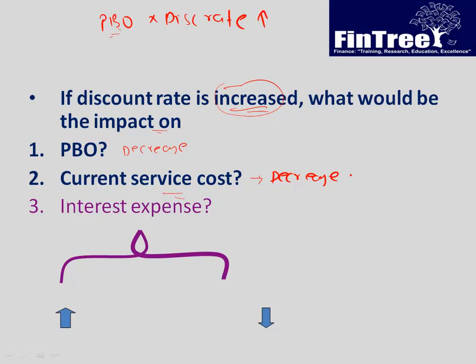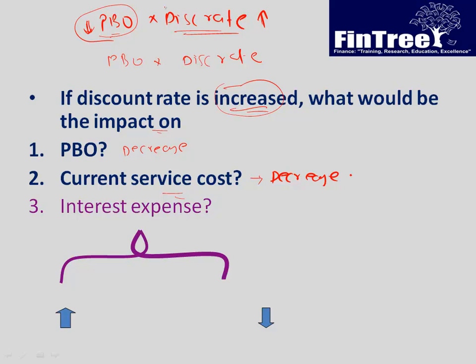But assuming a young plan, this PBO will decrease substantially. Young plan means a new plan. So the amount of PBO is smaller. Since your liability is smaller, you are multiplying a smaller liability with a higher discount rate compared to a level playing scenario before this. So your interest cost in this case will decrease.